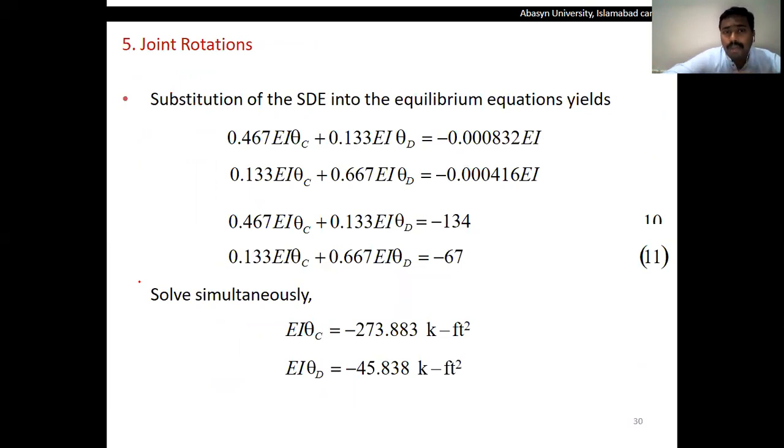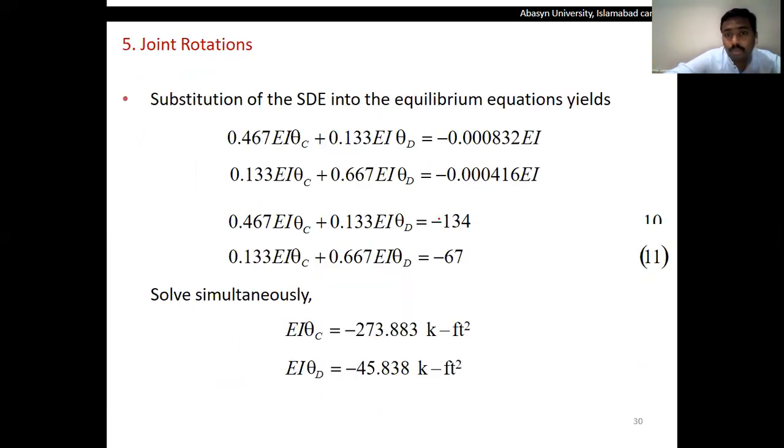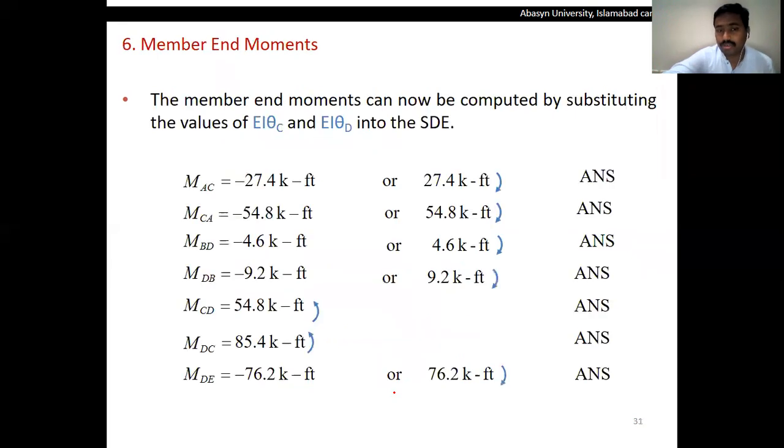Once you put in the values in this equilibrium equation, the values of the fixed end moments, you will find out the value of EI theta C and EI theta D. You can easily calculate it in your own time. Once you have the values of EI theta C and EI theta D, you plug these values back into the fixed end moment equation to find out the member end moments, and you will find that the member end moments can be calculated easily with the same steps that I have told you in the previous examples.